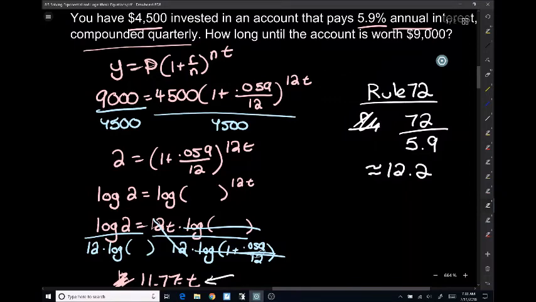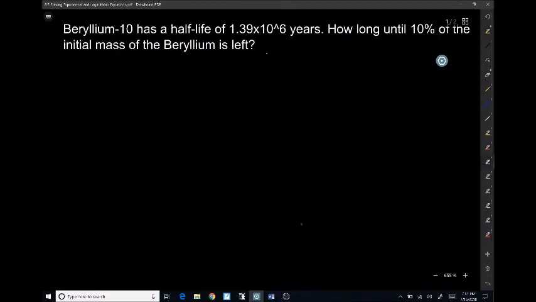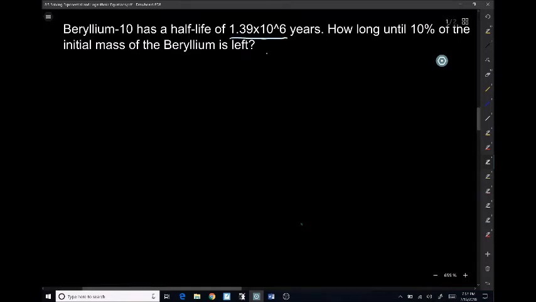Okay, we got one more word problem to do. So here's our last word problem. Beryllium-10 is an isotope that has a half-life of 1.39 times 10 to the 6 years, which, if you see that number and that stresses you out, just think about it as scientific notation. Put it in standard form, that's 1,390,000 years, which is an awful long time.